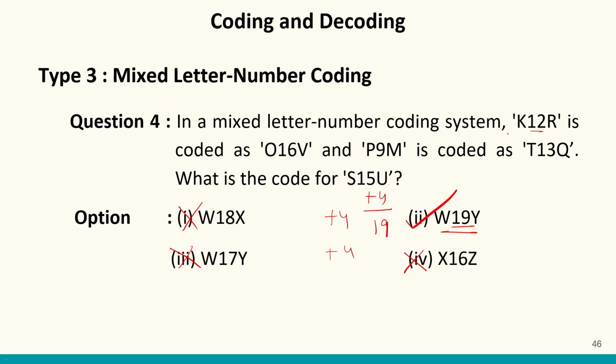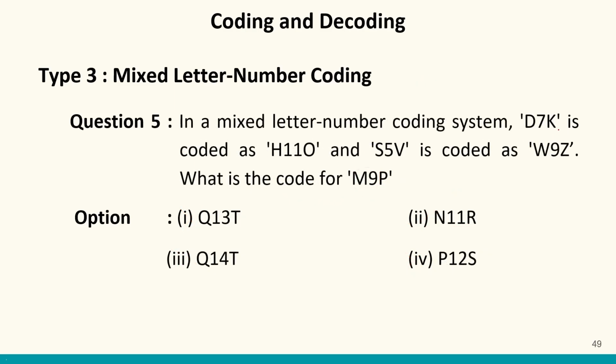But here I can clearly see if I'm moving from 12 to 16, this is plus 4. And here if I'm moving 9 to 13, this is also plus 4. So I would have to move 4 positions forward from 15, and that will give me 19. So my answer will be option number 2. Now this one, again let us check with the numbers. 7 plus 4 will give me 11. 5 plus 4 will give me 9. So 9 plus 4 will give me 13. So my answer will have 13. So I can clearly eliminate all these 3 options, and my answer will be option number 1, which is Q13T.